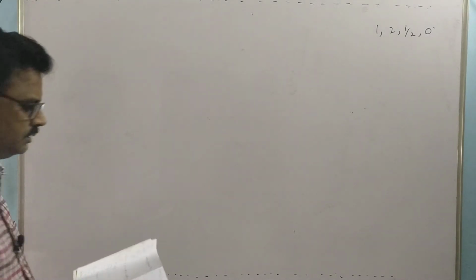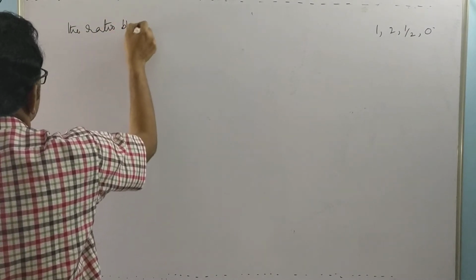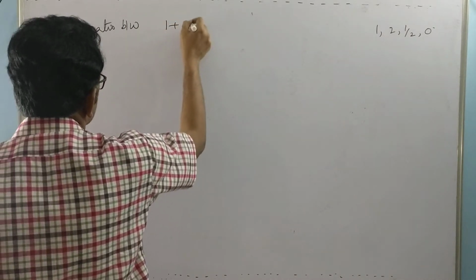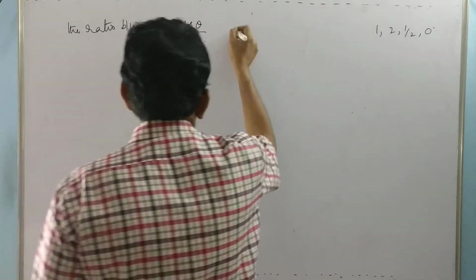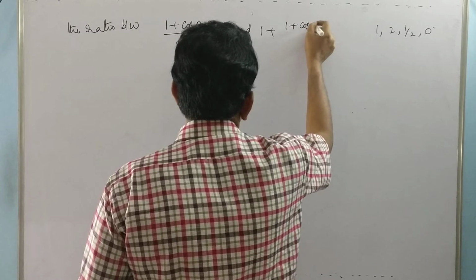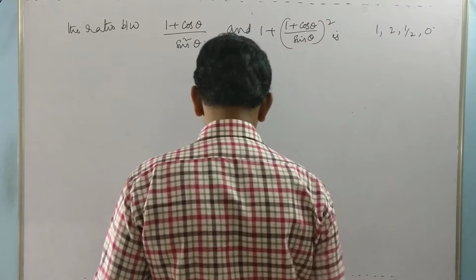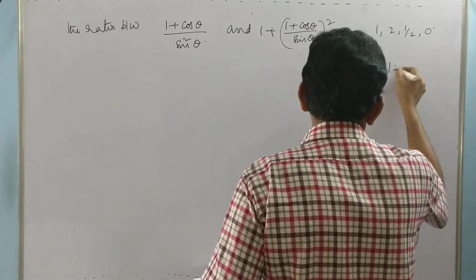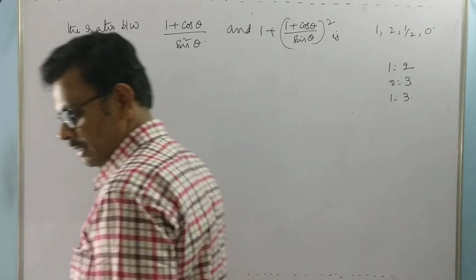Next one, the ratio between (1 plus cos theta) by sin square theta and (1 plus cos theta by sin theta) whole square is the ratio 1 is to 2, 2 is to 3, or 1 is to 3. Ratio between these.